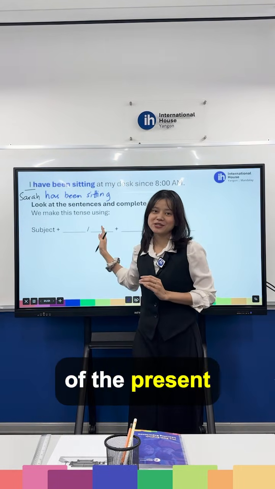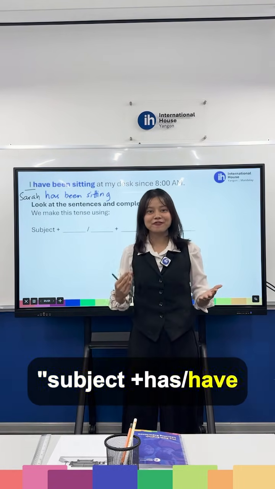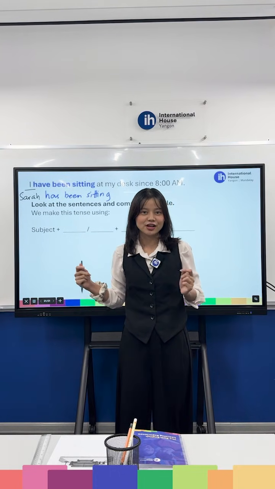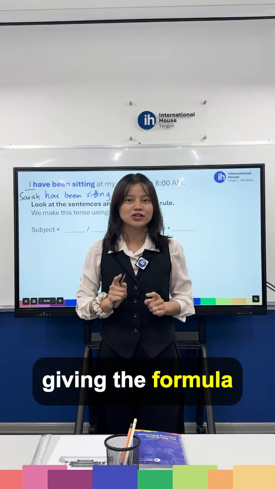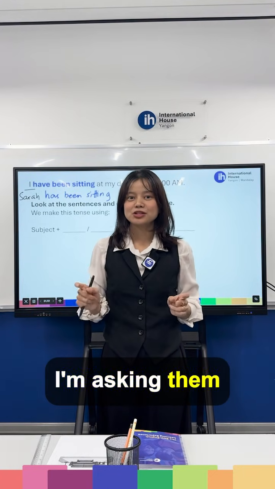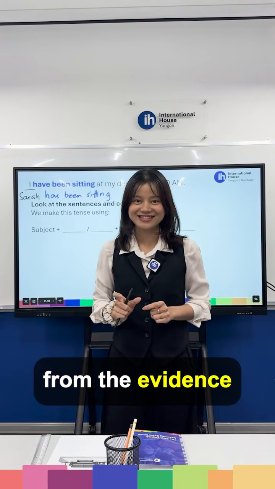So the form of the present perfect continuous is subject plus has plus been plus verb ing. But I'm not giving them the formula. I'm asking them to extract the pattern from the evidence. Okay.